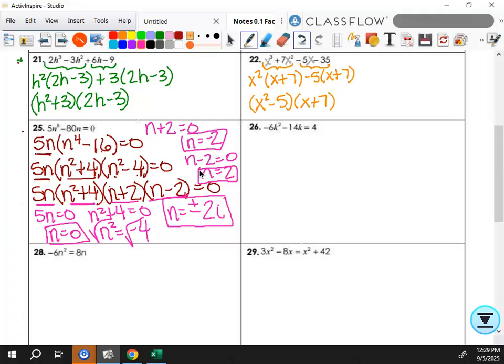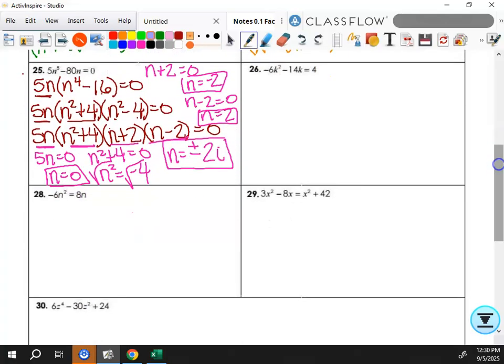Would you like to move everything to the left or to the right? To the right. Now, there's not a correct answer. You can do either one. You just have to deal with a negative. You always want your leading term to be positive, so we could factor out a -1, but I think it's really better just to move it to the other side. So let's move everything over to the right. So that means I'll start with 0. 0 equals 6k squared plus 14k plus 4.